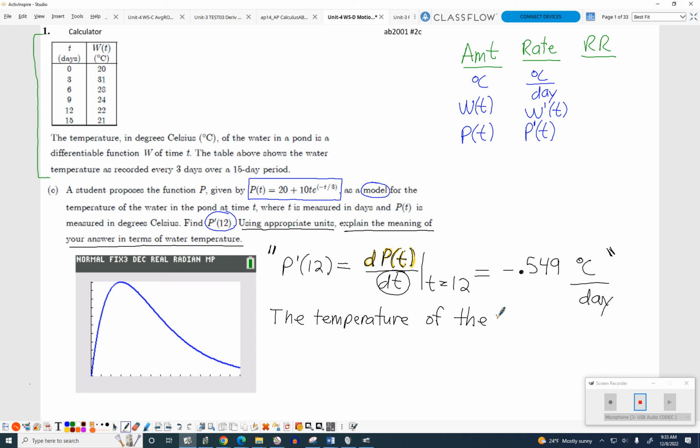Two points for Ian. We're just translating this sentence. So Ian has translated what P represents. P represents the temperature of the water. Maddox, what is the 12 representing? At time 12. Good, and we have to include units, so what are the units for the 12? Days. Perfect. So the temperature of the water at T equal 12 days is, all right, so we've accounted for that.